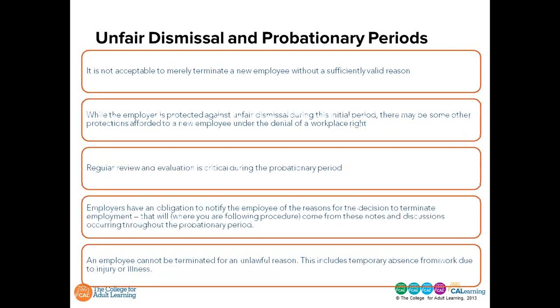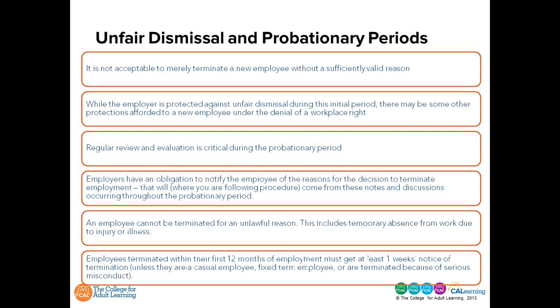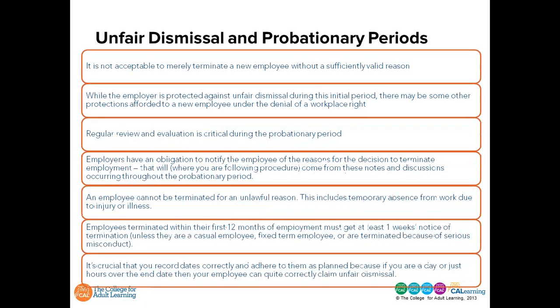It's also important to note that an employee cannot be terminated for an unlawful reason. This includes temporary absences due to work or illnesses. Employees terminated within their first 12 months of employment must get at least 1 week's notice of termination, unless they're a casual employee, fixed term employee, or terminated because of serious misconduct. Now, it's also crucial that you record dates correctly and adhere to them as planned, because if you're a day or just a few hours over the end date, then your employee can quite correctly claim unfair dismissal.